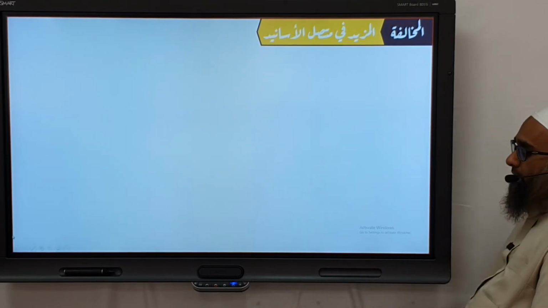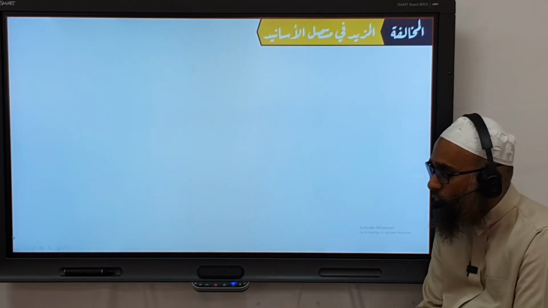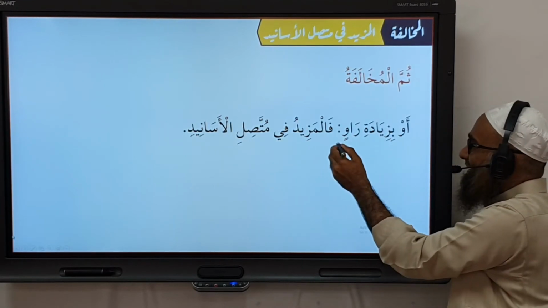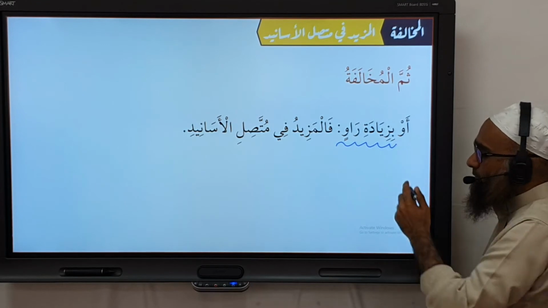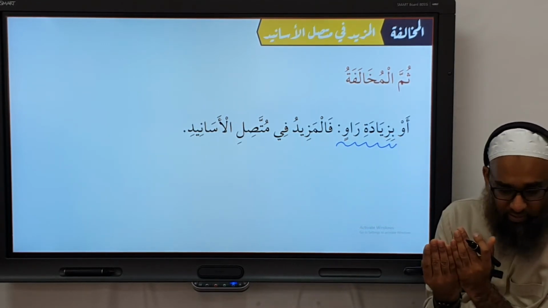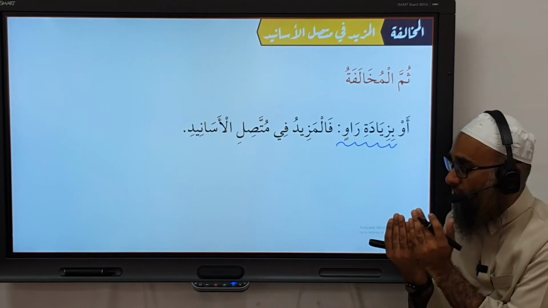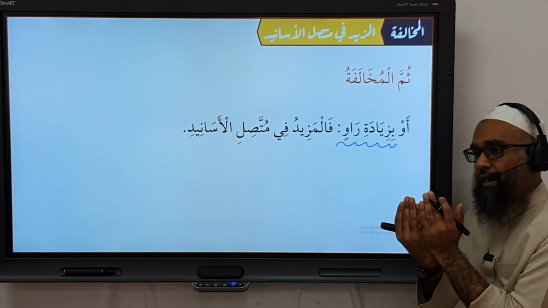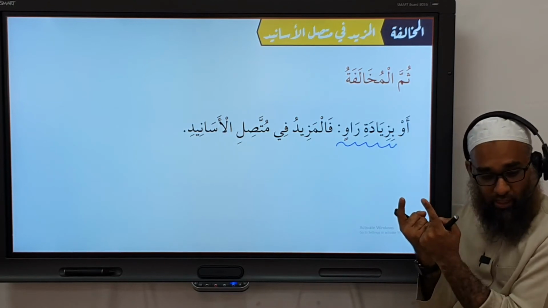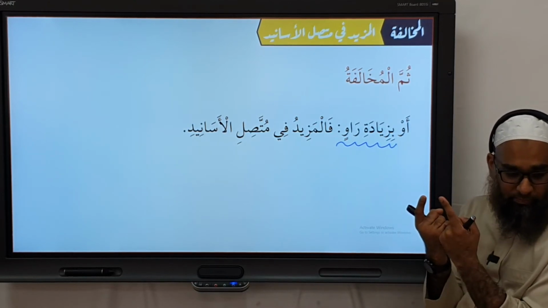Now this is a new term here. What's this called? The new term we're looking at is ثم المخالفة بزيادة راو. Sometimes you have mukhalafa, meaning one rawi is narrating from another rawi, or one rawi is narrating the sanad in one way and the other narrating another way. So you're comparing two sanads. You look at the mukhalafa. Is one doing it differently to the other?